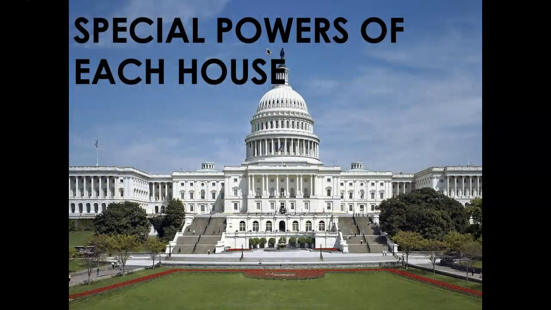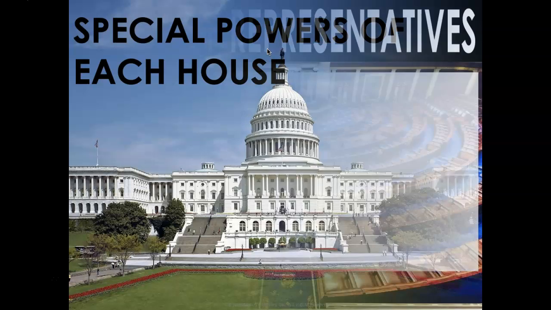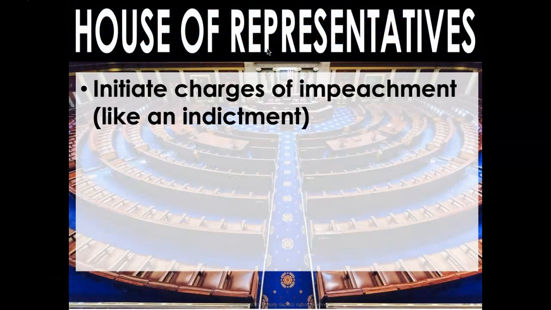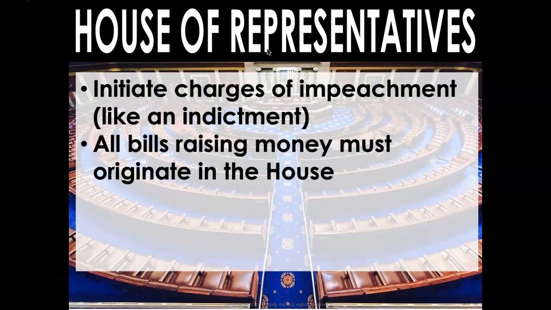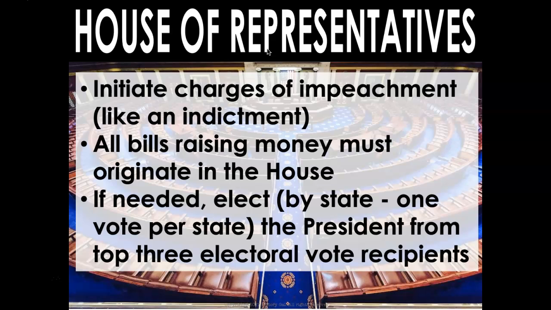In terms of special powers of each house, we can hopefully delve a little bit deeper right now to give you more foresight and insight. The House of Representatives can initiate charges of impeachment against a sitting president. In many ways, this is like an indictment. Also, all bills raising money must originate in the House, and if needed, the House elects the president, one vote per state, from the top three electoral vote recipients.